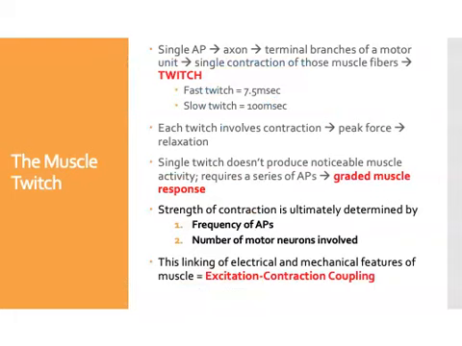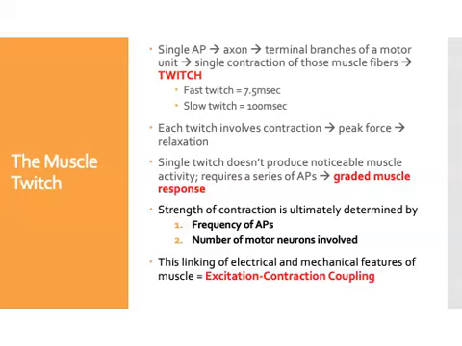So each muscle fiber inside of what we think of as a muscle is innervated by one motor neuron. A single action potential is generated in that neuron. It travels down the membrane of that neuron, into the terminal branches that impact that one muscle fiber, and it causes a single contraction of that muscle fiber.